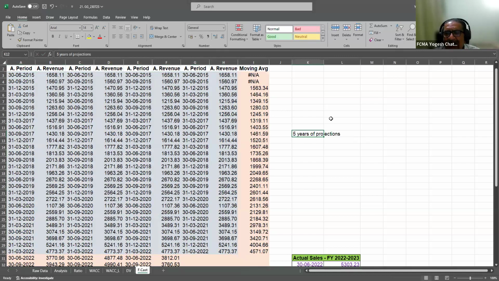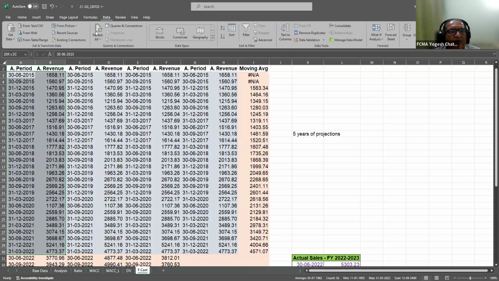So based on my historical data, Excel will provide me the projection for the next 5 years. In that, I can select this historical period, from 30th June 2015 right up to 31st of March 2022. Then we can go to the Data tab in Excel, and as you can see, we have this Forecast Sheet.